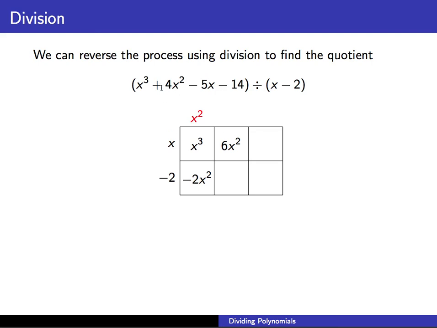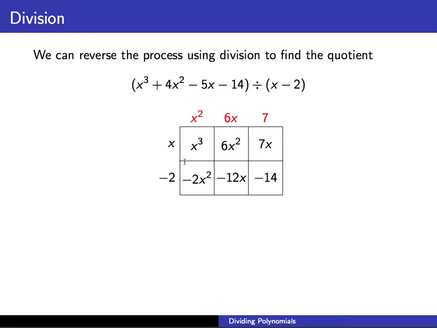And now we can just repeat the process like when we started with x cubed divided by x. 6x squared divided by x is 6x. 6x times negative 2, we're going to write that answer in this space, is negative 12x. We have negative 12x, but we need negative 5x. So what do we have to add to negative 12x to get this negative 5x? Well, we have to add 7x. 7x minus 12x gives us negative 5x. And then 7x divided by x, we'll write that answer up here as 7. 7 times negative 2 is negative 14, which is what we have.